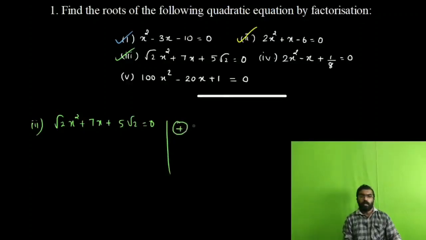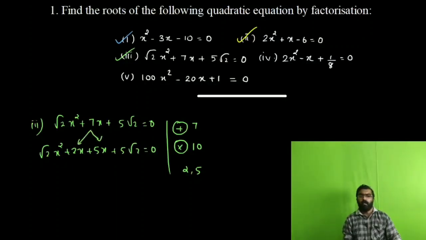Here the sum is 7. Product is what? Root 2 into 5 root 2. Root 2 into root 2 is 2. 5 into 2 is 10. So product is 10. So the numbers are 2 and 5. 2 plus 5 is 7. 2 into 5 is 10. So here we can write root 2 x square plus 2x plus 5x plus 5 root 2 is equal to 0. That is, the middle term 7x is split into 2x and 5x.